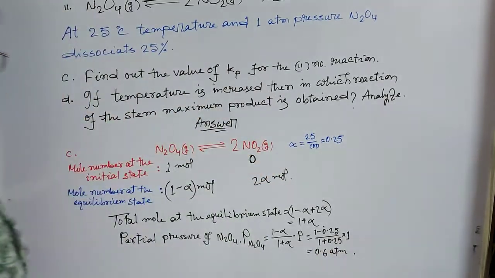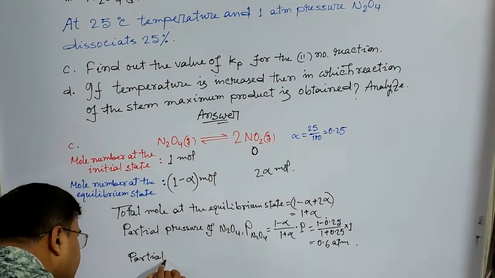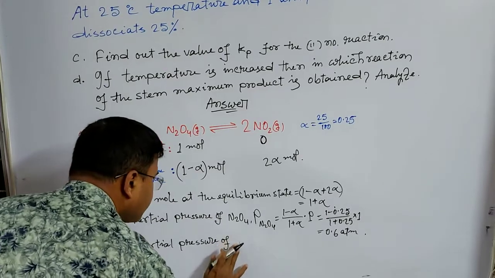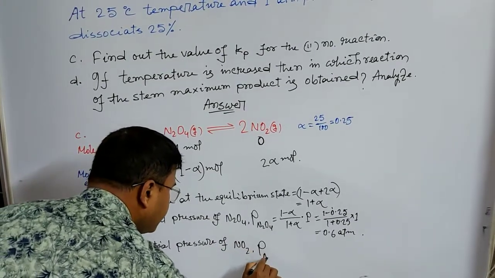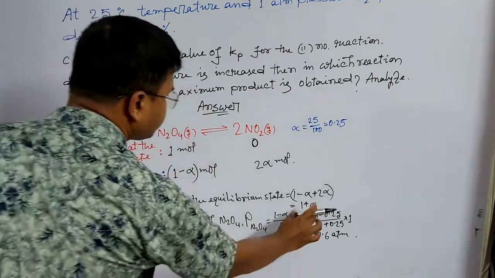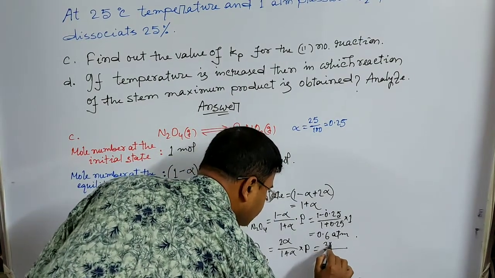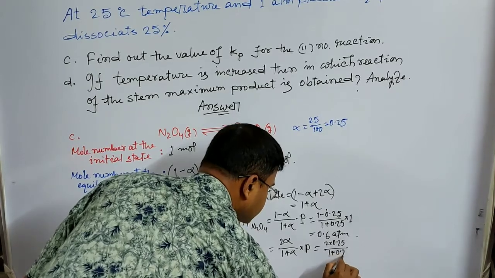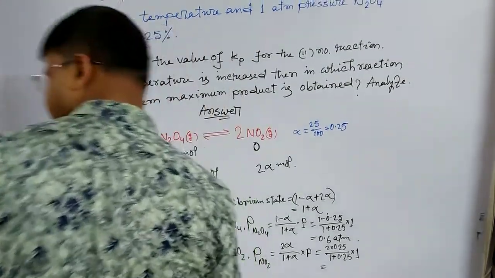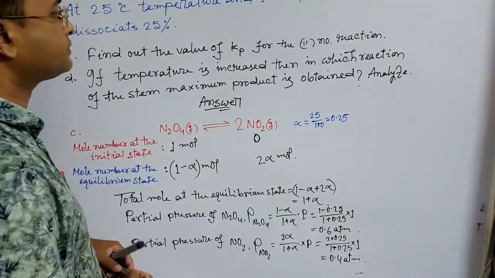0.6 atm. And again, partial pressure of nitrogen dioxide: P(NO2) equals mole number of nitrogen dioxide at equilibrium, 2 alpha, divided by total mole number of the system at equilibrium, 1 plus alpha, into P. So 2 into 0.25 divided by 1 plus 0.25, into 1 atm, I mean the total pressure of the system is 1 atm, equals 0.4 atm. 0.4 atm.